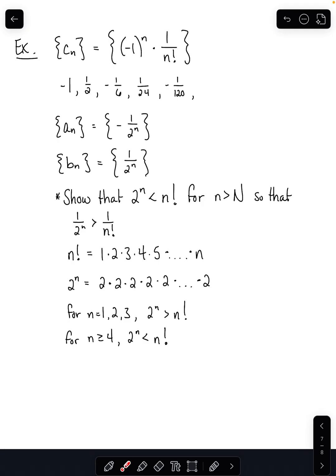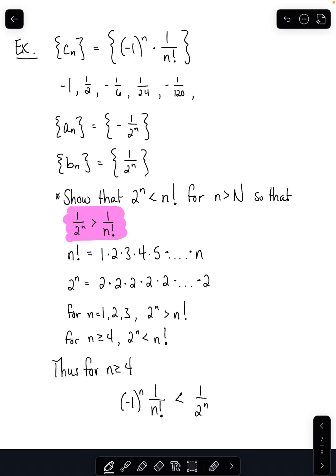So this means that the conclusion is that farther out in the sequences, 1 over 2 to the n is bigger than 1 over n factorial. Thus, every term for once we get to 4 or greater, every term in the main sequence is going to be smaller than the terms of the sequence 1 over 2 to the n.